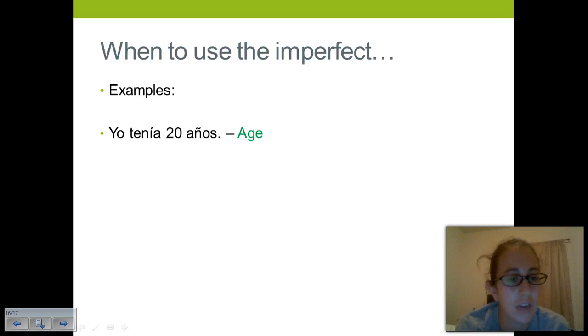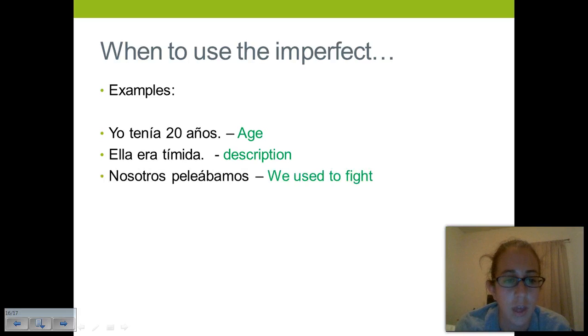Yo tenía 20 años. Ella era tímida, so that's a description. And then nosotros peleábamos. We used to fight when we were younger. So those are some examples of when to use the imperfect.